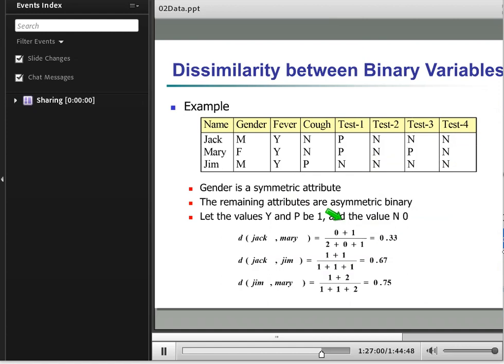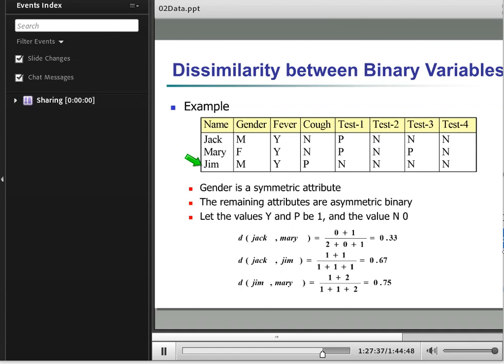We have a data set here with 3 objects, data from Jack, Mary, and Jim. There are 3 patients. Jack is male. He has fever. He does not have cough, and his test 1 is positive, test 2 negative, test 3 negative, test 4 negative. We have 2 more records for Mary and Jim.